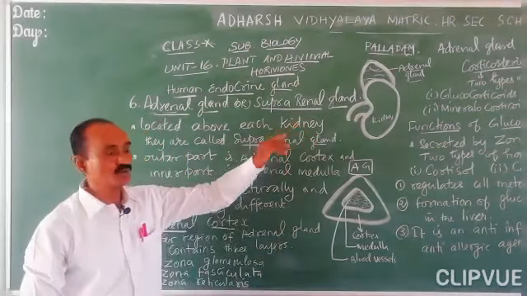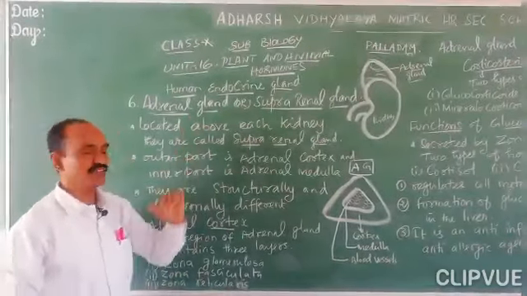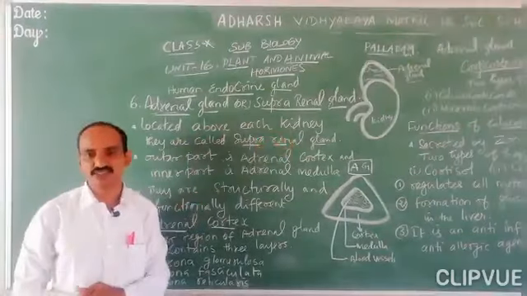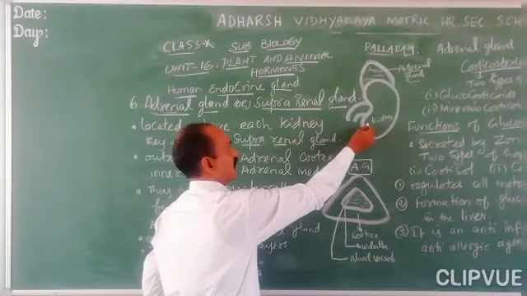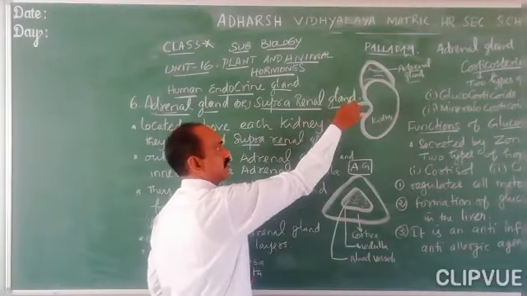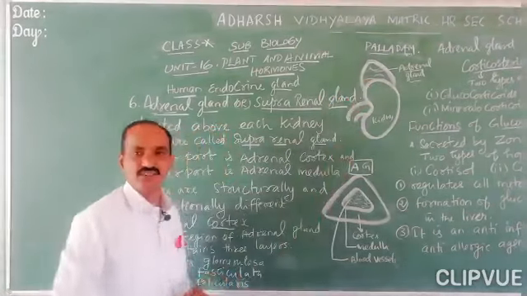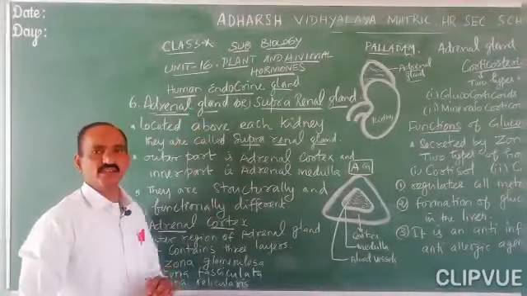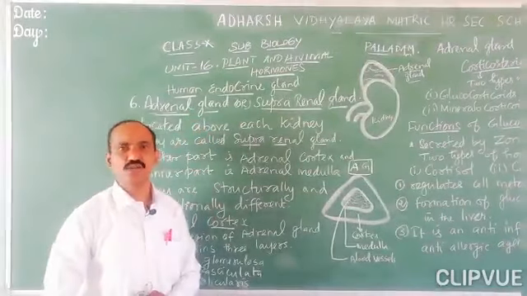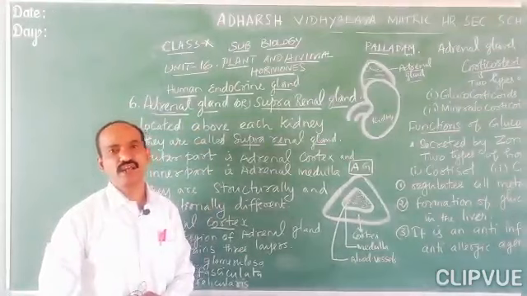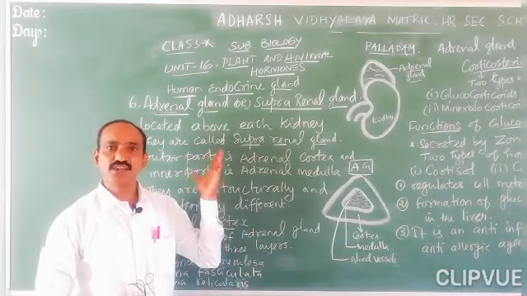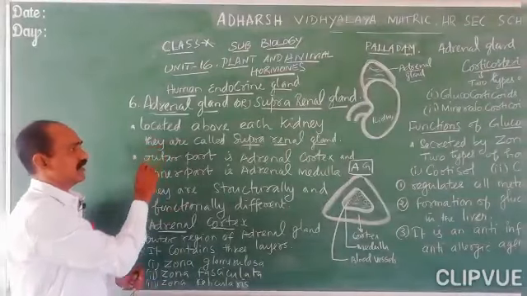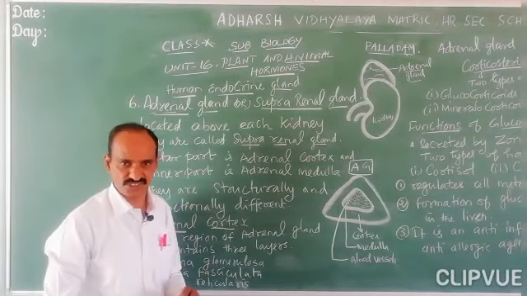At the top of these 2 kidneys this adrenal gland is present. It is located above each kidney. There is one kidney like this, another kidney on this side. Then at the top of each kidney this adrenal gland is present. That is why this adrenal gland is also known as suprarenal gland, because it is present at the top of the 2 kidneys.